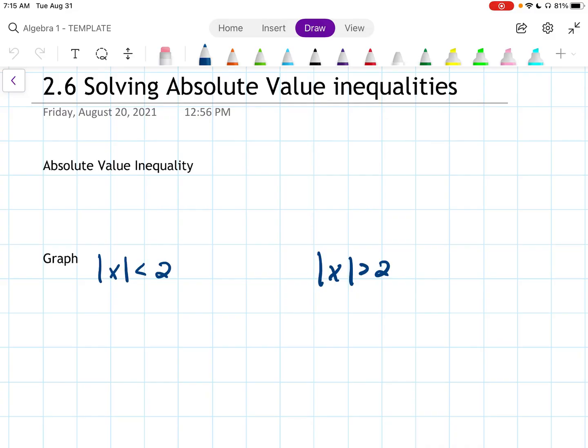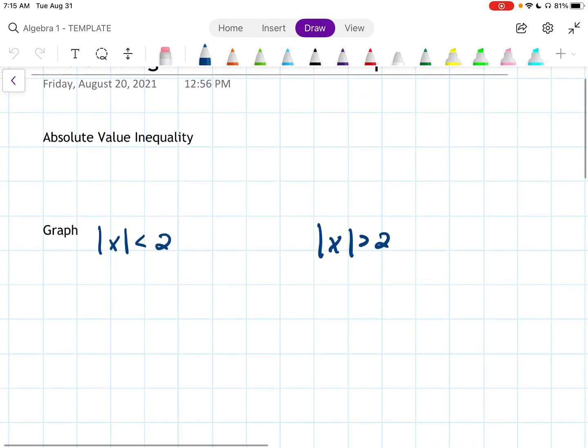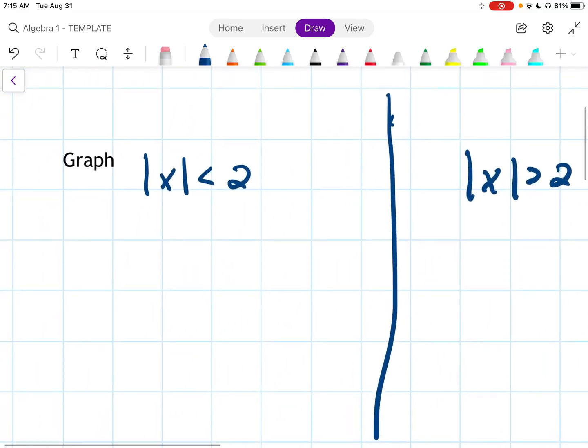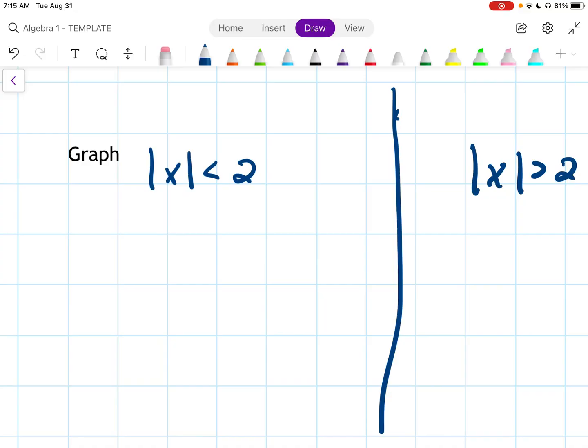Starting off though, I want to just graph these two examples. We have the absolute value of x is less than 2, and the absolute value of x is greater than 2. So here on the left, actually I'm going to draw a little line here to separate them. Starting here, absolute value of x is less than 2. Well, I'm going to put a number line. I've got 0, I'll have 2, and I'll have negative 2.